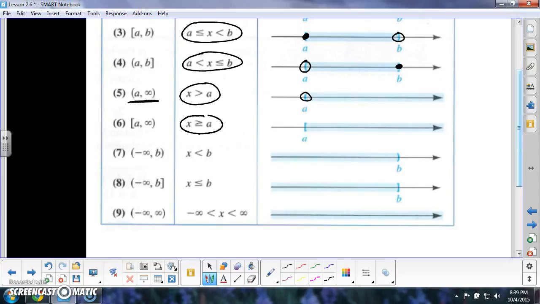This would be another unbounded interval. The only difference here is we'd have a closed circle on a shading forever to the right, and the interval notation would have a bracket on the a to infinity. Some other unbounded intervals would be less than b. That's an open circle on b, shading forever to the left. Now our interval would have to have a negative infinity to b with a parenthesis. And the next one, less than or equal to b, closed circle on b, shading forever to the left, would have to have a bracket on the b with a negative infinity in front of it.